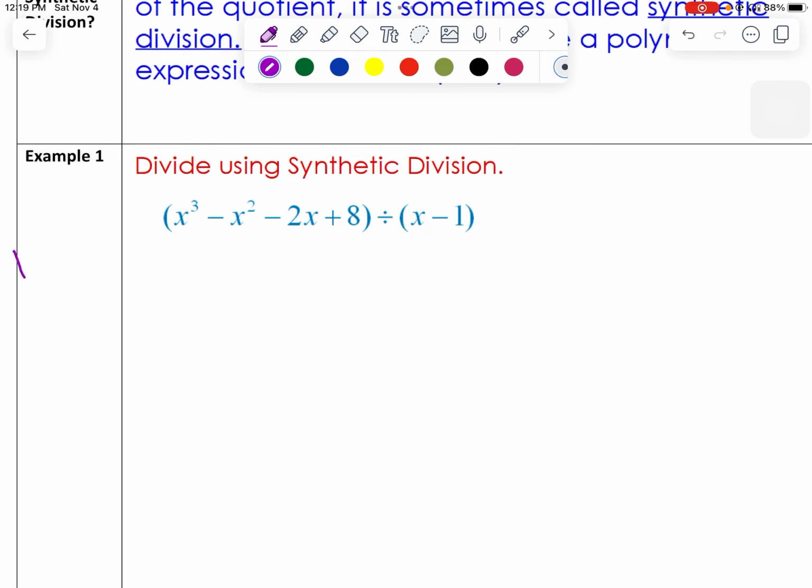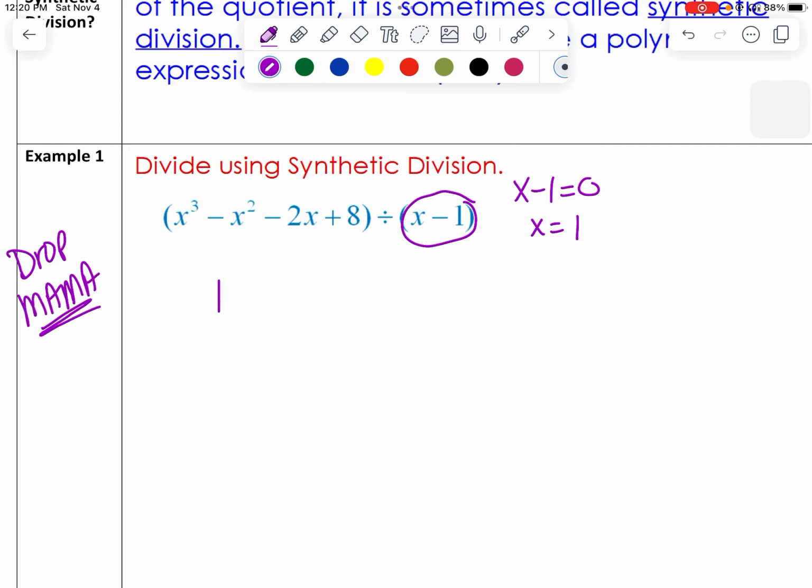When you do synthetic division, you start with a similar process to synthetic substitution: the drop mama steps. If you haven't watched the video for drop mama, you're going to want to make sure you get those notes. In drop mama, you're plugging in what x equals. So you're dividing by x minus 1. If x minus 1 is your factor, you set that equal to 0 and solve for x, and you get x equals 1.